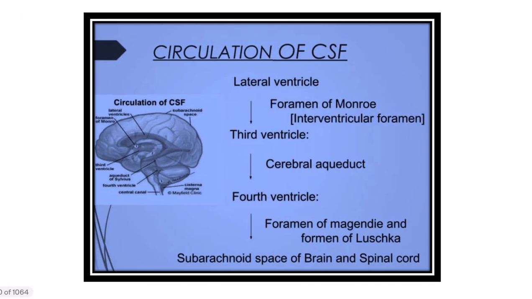So this is the circulation of the cerebrospinal fluid. The cerebrospinal fluid is formed from the choroid plexus of the lateral ventricle and all other ventricles also, but most of it is released from the lateral ventricle. So when CSF is produced in the lateral ventricle, from there it enters the third ventricle, then the fourth ventricle, and finally the subarachnoid space in the brain and spinal cord.